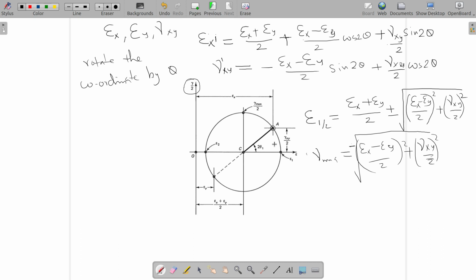I forgot something here. This is a half here also. So just make sure that you don't forget about the relationship between components of the strain tensor and the definition of shear strain. This half should always be there. Here also I think I forgot the half. Everywhere you should have that half.